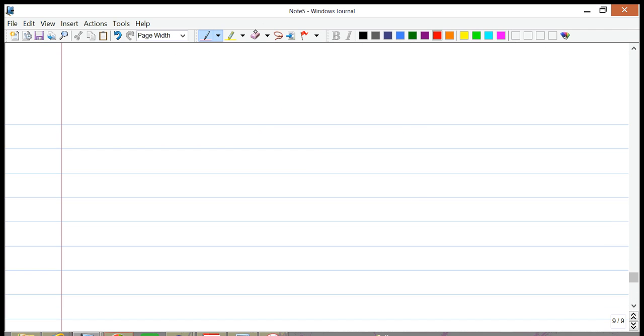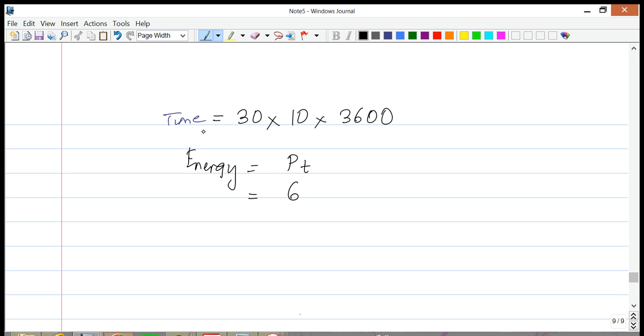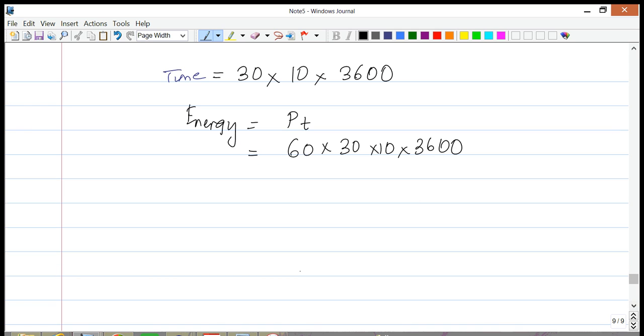Okay, so first, let us calculate the total time. Total time is equal to 10 hours a day for 30 days. So it is 30 days times 10 hours times 3,600. So this is the total number of seconds. Okay, so the total energy consumed in joules is going to be equal to the power times time. And the power, we said, is the 60-watt light bulb multiplied by this total time. Okay, so this will end up giving you a huge number. So this is the total number of joules.